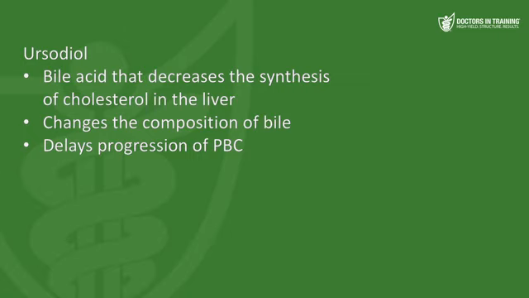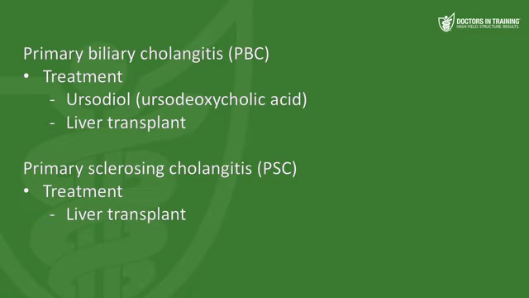Together with ursodiol, there's one other drug that is FDA approved for the treatment of PBC. The second drug is called obeticholic acid, which is also a bile acid. This was just FDA approved approximately 2 to 3 years ago. It's used in combination with ursodiol. Because of its recent FDA approval, it may or may not be on your test. The definitive treatment for both PSC and PBC is liver transplant, but only when patients progress to cirrhosis and develop complications of cirrhosis.